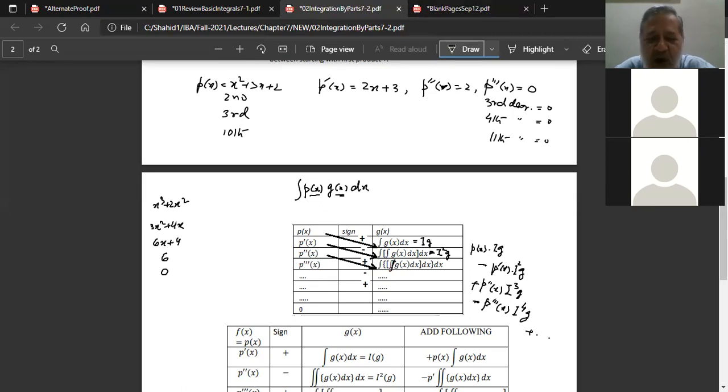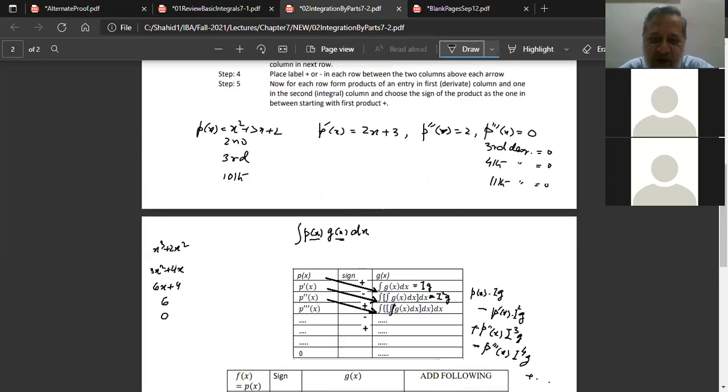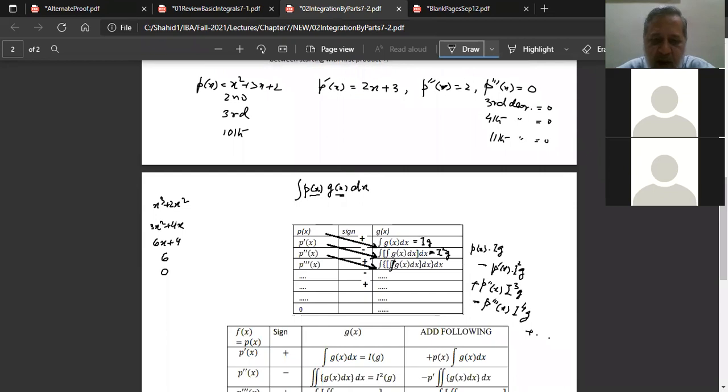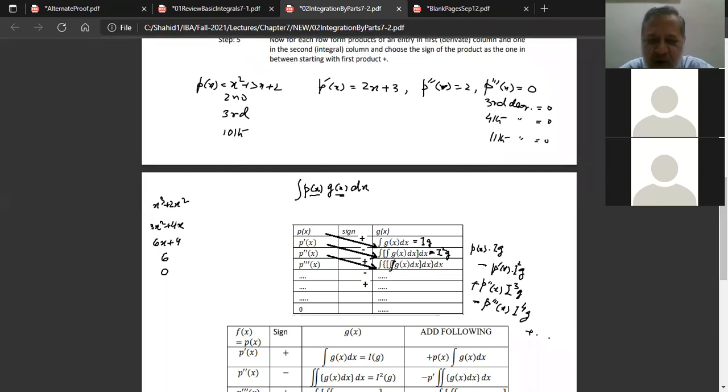Okay. So there is one additional thing. After this connection is built up throughout the table, we have to place labels plus or minus in each row between the two columns. The middle column is for the sign column. So starting with plus, plus, minus, plus, minus, plus, minus, and so on. And then we have to combine the results to produce the final answer.